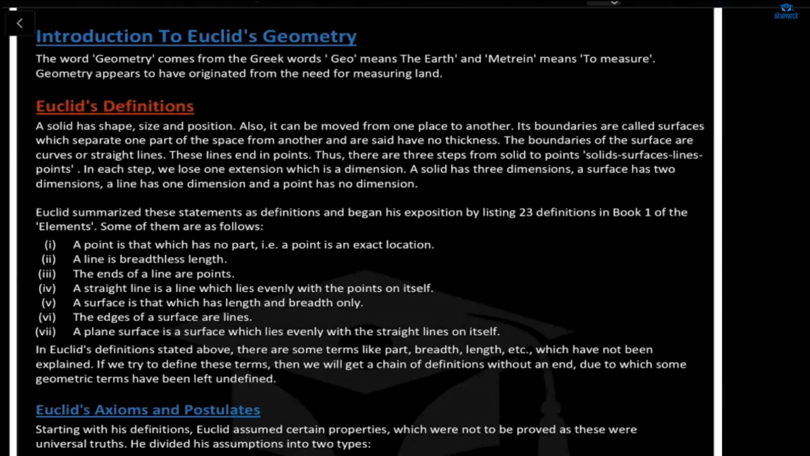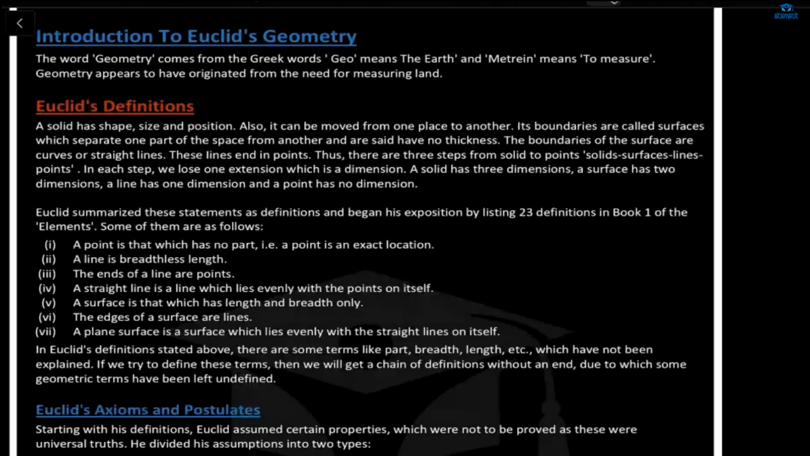What is the definition of Euclid? A solid has shape, size, and position. That everybody knows. These are common-sense things that you have already been watching and applying. A solid has shape, size, and position. Also, it can be moved from one place to another. We already know that we can move a solid object from one place to another place. It has boundaries.